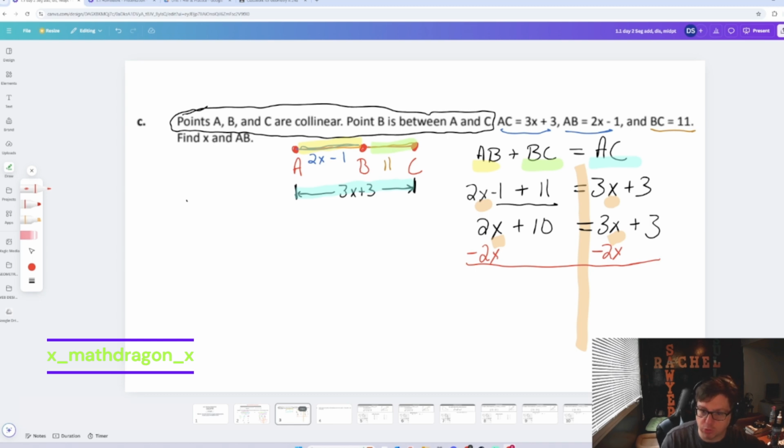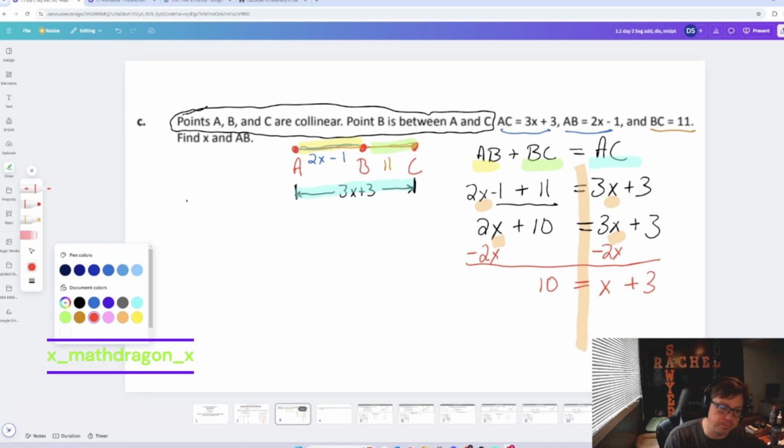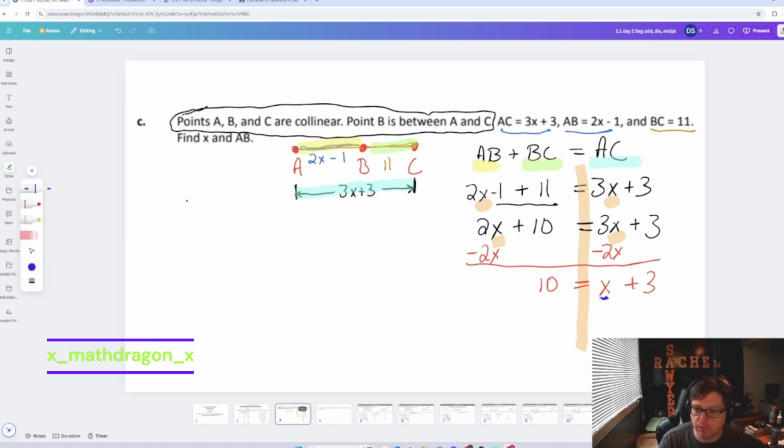So I'm going to subtract 2x, and I'm going to be left with 10 on that side. But what I do to one side, to balance it out, I have to do it to the other side. So 3x minus 2x is just a 1x, and then drop down your plus 3. So that starts to simplify my equation a little bit more. Now I just have x over here by itself, but I still have a plus 3 on the same side. So I need to move that plus 3 to the other side in order to get what x actually equals.